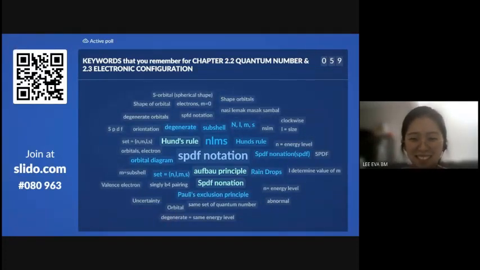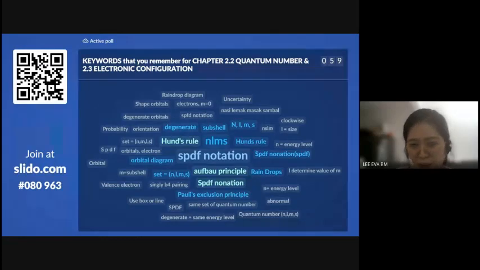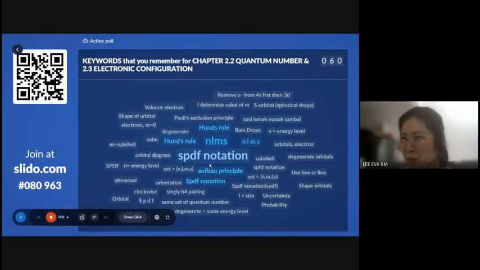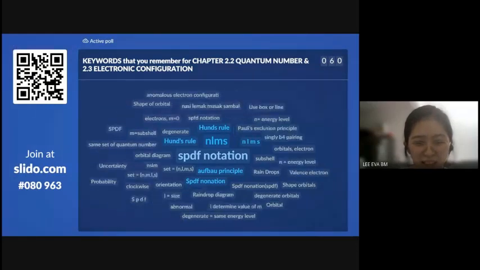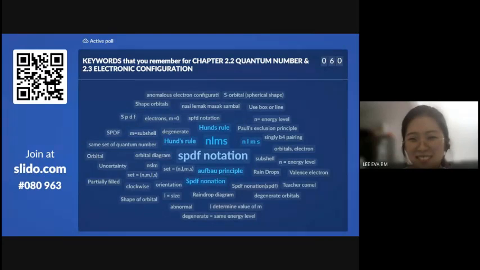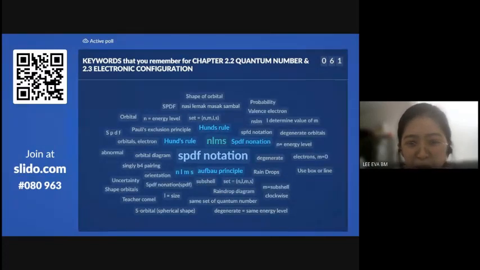Okay, what else do we see? Subshell. Aufbau principle. Okay, for Aufbau principle, remember the A will be a capital letter A, yeah? Clockwise orientation. And see what's interesting over here: degenerate orbitals, raindrops, abnormal, spin.